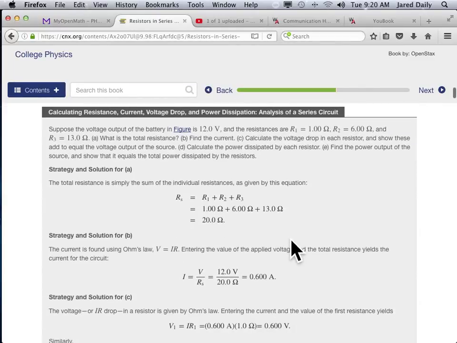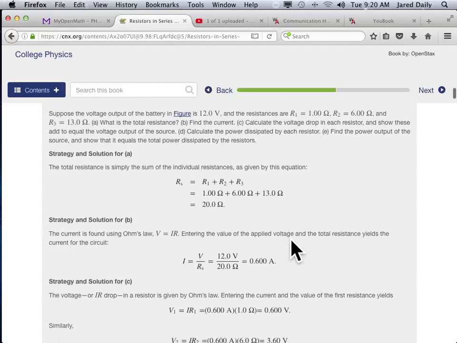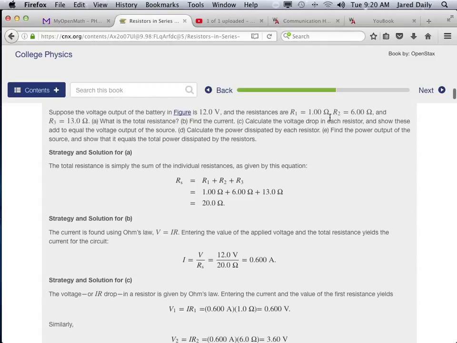However, it's not always going to be so simple. Here's an example where they have three resistors, 1 ohm, 6 ohms, and 13 ohms. They put them in series. What is the total resistance? You just add those three numbers together, you get 20 ohms total resistance.